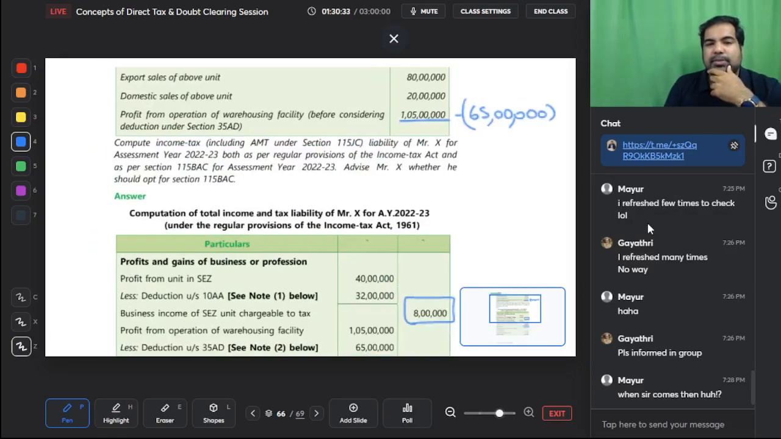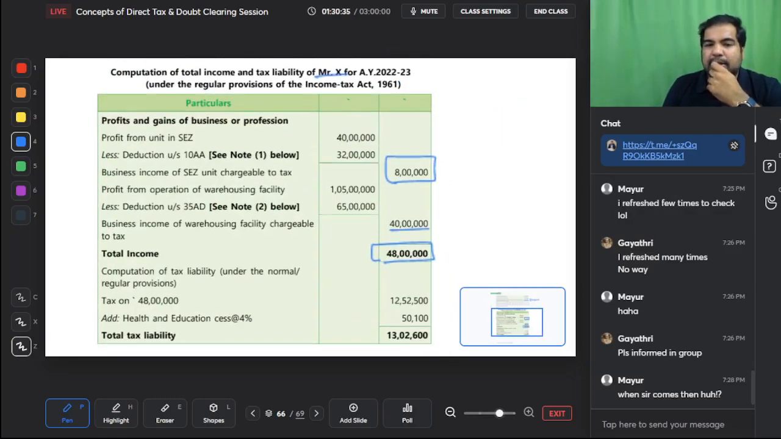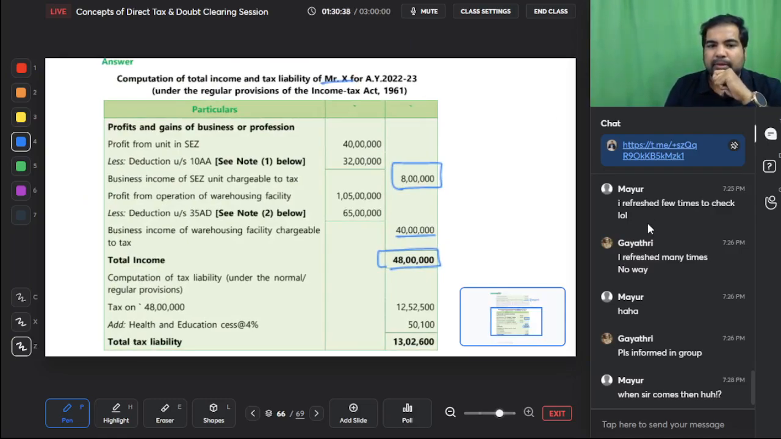It is a person, Mr. X. So there will be some tax and there will be no surcharge because not more than 50 lakhs, but there will be cess. So 13 lakh to 600 is what is normal.